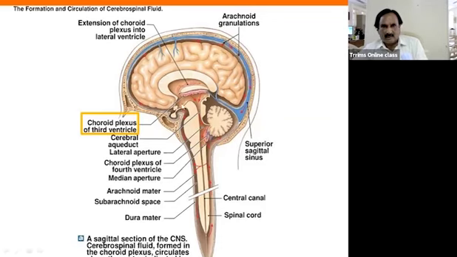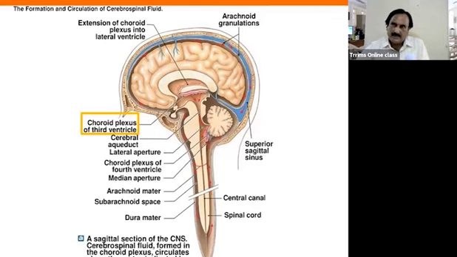And this is the choroid plexus. Normally what is happening is, the cerebrospinal fluid is formed in the choroid plexus. There are some blood vessels in the lateral ventricles. In the cerebral hemispheres, you have two lateral ventricles in which you find the blood vessels. These are the choroid plexus. Mostly the cerebrospinal fluid is synthesized in the choroid plexus.